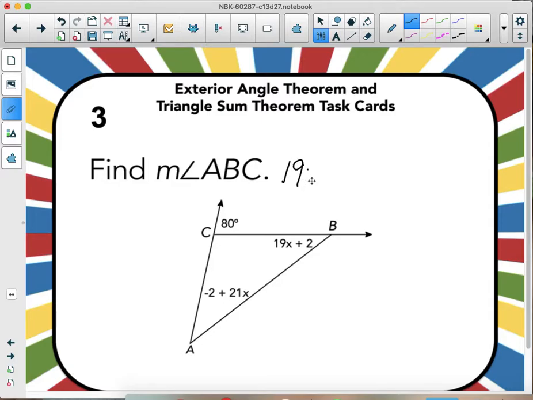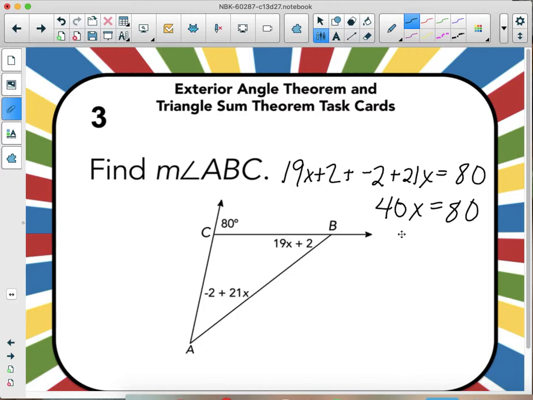So 19x plus 2 plus negative 2 plus 21x equals 80. Again, it's not 180 because it's not the three inside angles, so we're not going to set it equal to 180 there. Our 2s here cancel out. 2 minus 2 gets me 0. So 19 plus my 21 gets me 40x equals 80. You divide by 40, so we get x equals 2, which is awesome.